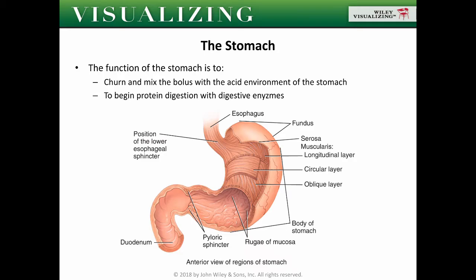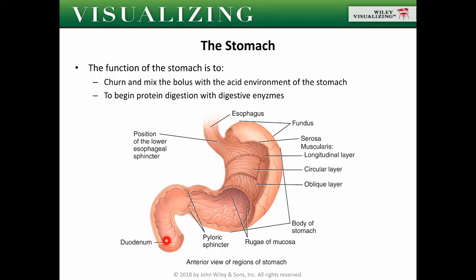So this is your J-shaped organ, the stomach. Its function is to churn and mix the bolus with the acid environment of your stomach. If the salivary amylase and the lipases are just a small taste of the chemical digestion, this is where the major part of the chemical digestion occurs. So this is your stomach, and this is the pyloric sphincter.